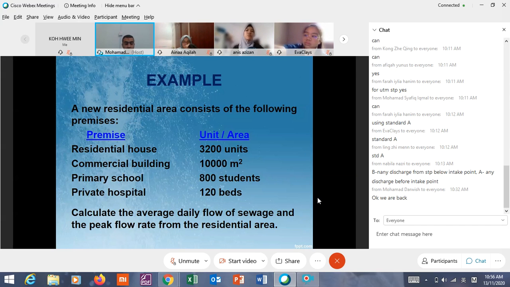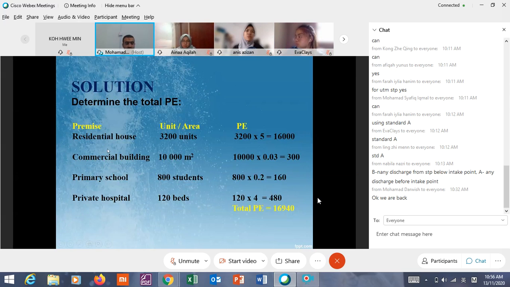So first we have to calculate the PE. According to each premise, we can calculate the PE. For example, for the houses, we have 3,200 units, so the PE is 3,200 times 5 equals 16,000.